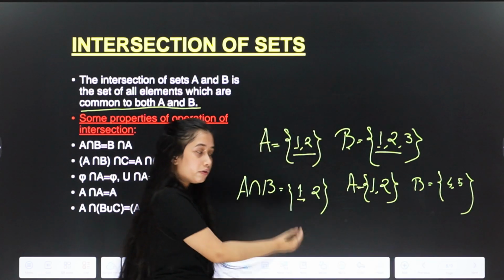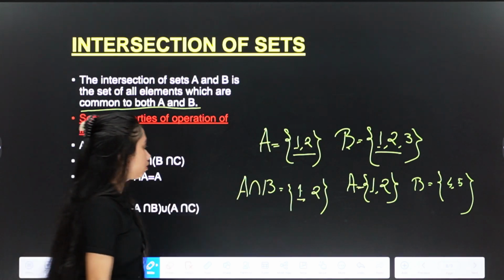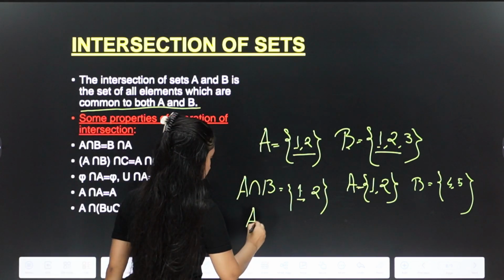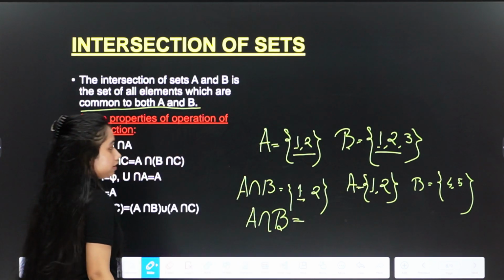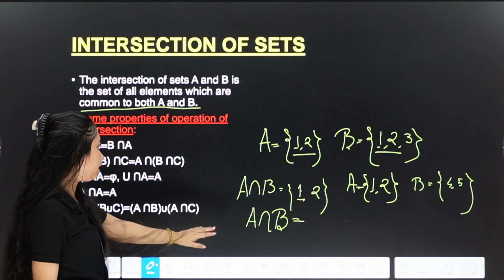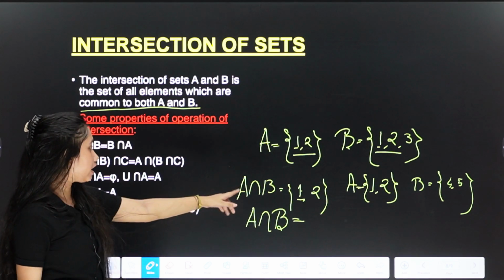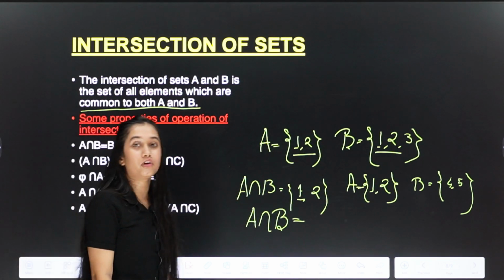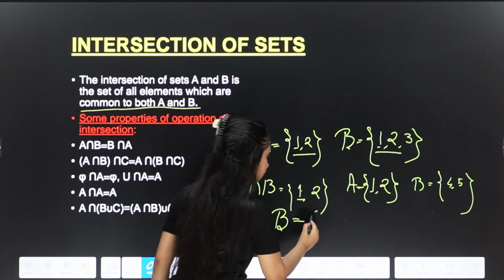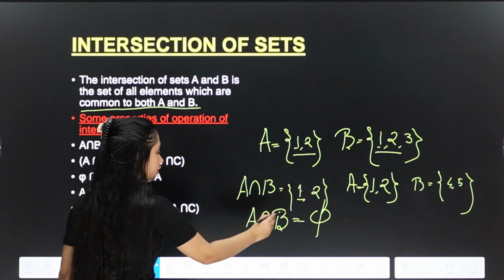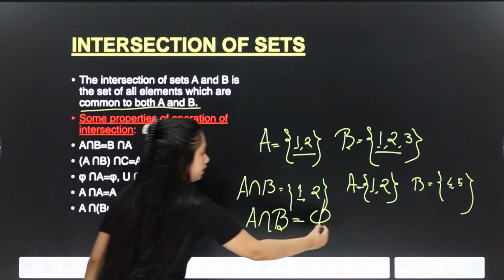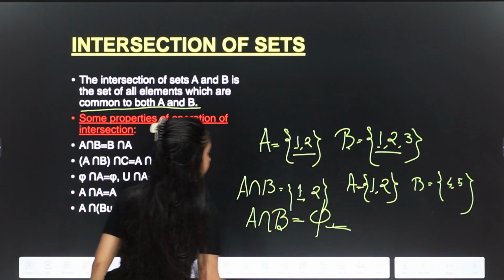Again, if we have A is equal to 1, 2, and B is equal to 4, 5, is there any common element between A and B? No, since A consists of 1 and 2, and B consists of 4 and 5. Since there is no element, it means the empty set, and we represent the empty set as phi. So A intersection B is phi.